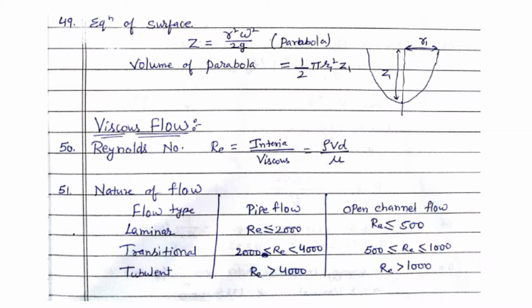Now the nature of flow. If it is pipe flow, and the Reynolds number is less than 2000, then the flow is laminar. But if it is open channel flow, and the value of Reynolds number is less than 500, then it is laminar flow. Now, if the value is more than 4000 for pipe flow, it is turbulent flow, and in open channel flow, if the Reynolds number value is more than 1000, it is known as turbulent flow. The remaining portion is known as transition flow, meaning if the Reynolds number is between 2000 and 4000 in case of pipe flow, then it is known as transition flow.